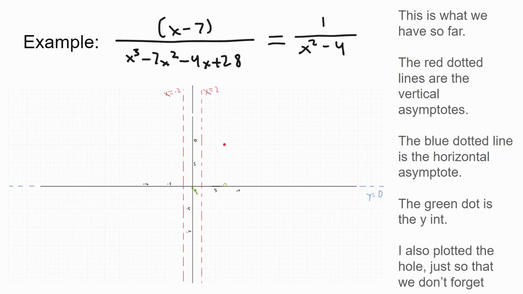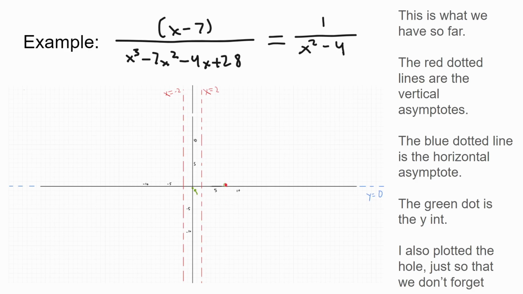All right. With what we know so far, we can plot down a few points and asymptotes on the graph. So this is what we have so far. The red dotted lines are the vertical asymptotes, as we found earlier. They're at x equals negative 2 and x equals 2. We have the blue dotted line, which is the horizontal asymptote. And then we have the green dot, which is the y-intercept. Remember, there's no x-intercept because it never crosses the x-axis.